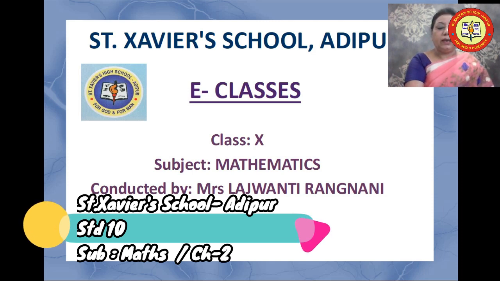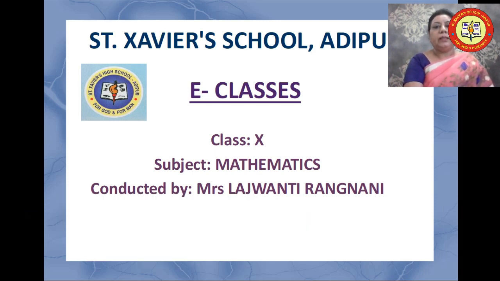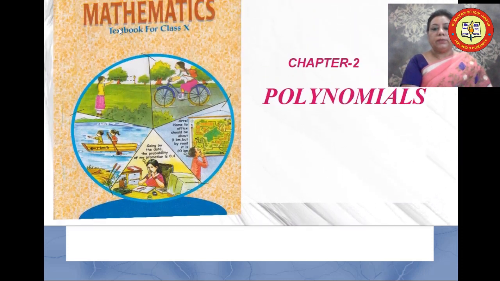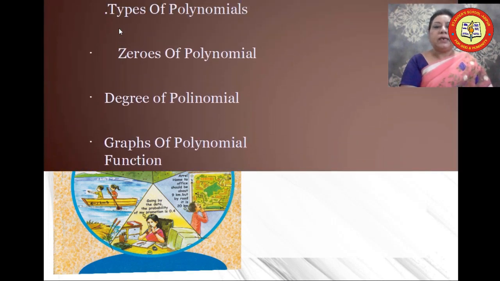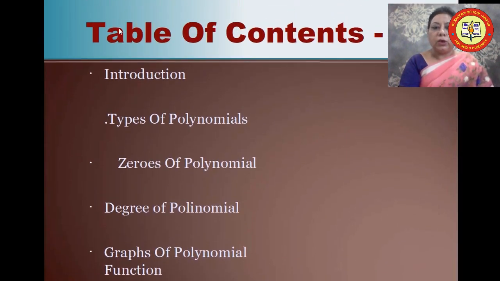So today we begin with the second chapter, that is polynomials. As you have all learnt about polynomials in your 9th standard, let me just have a quick recap about the topic. And today we are going to study the introduction of the topic, then the types of polynomials, zeros of the polynomial, degree of the polynomial, and the geometric representation of the polynomials.